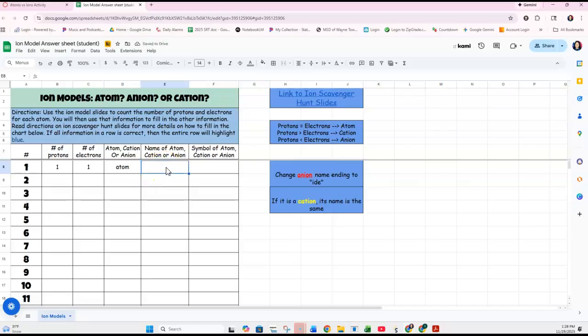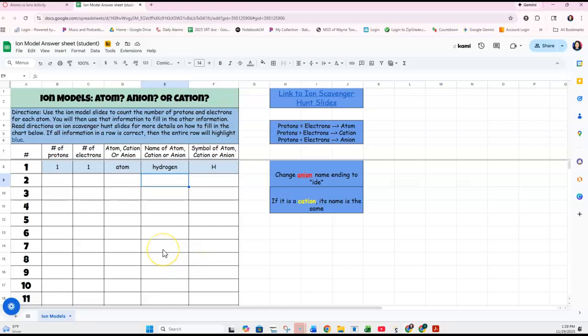Then you get the name of this atom. So again, looking at your periodic table, how do I get the name of my atom or my cation or even my anion, the name of the element? It's the number of protons, which is 1. So I know that the name is hydrogen, okay? And then when it says symbol, so symbol of an atom, cation or anion. So therefore, an atom is just its symbol, which is just H. When it is correct, you hit enter. It will change color. Again, this is self-grading, so it will tell you if you have it correct.